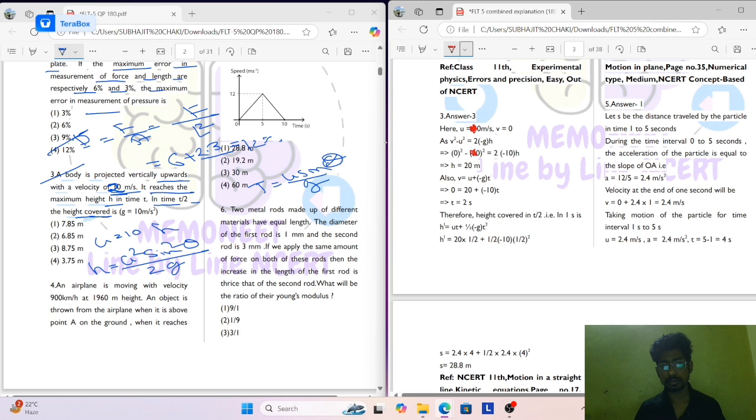And v equals u plus at, u will be 10. So it will be 1 second. Therefore, the height covered in t by 2 second, t by 2 second means 1 second, is equal to 20 into half. 10 into, sorry, it will be 10 into half.